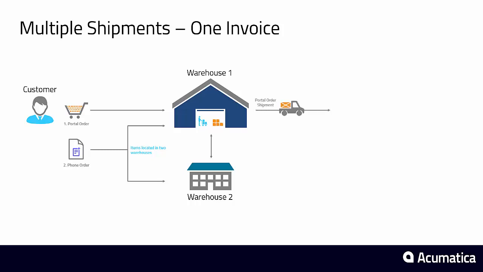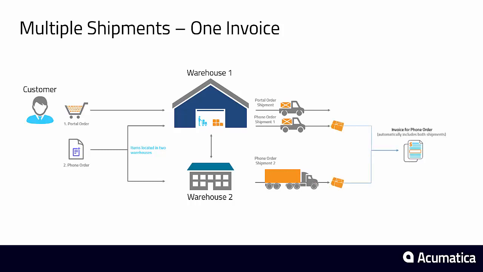So for these two orders, we're going to have a total of 3 shipments, 2 for the phone order and 1 for the portal. Acumatica is going to simplify the process of creating a single invoice for all of these different orders. The single invoice will be created automatically for the phone order, and then we'll also have the option of adding the portal order at the end. That's how it's done in theory. Let's go to the software and see how it's actually done in practice.